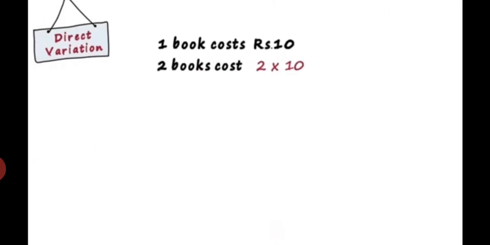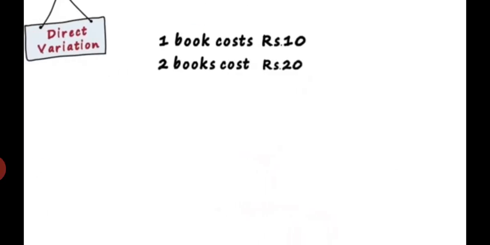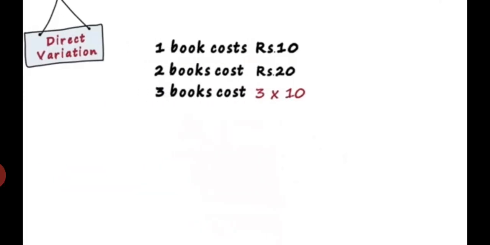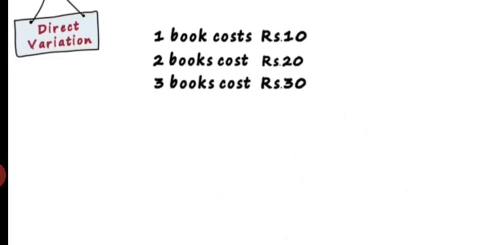For example, let a book cost rupees 10. Then what will be the cost of two books? Yes, 2 into 10, that means rupees 20. Here we have multiplied the cost of one book by the quantity of books, that means 10 into 2. Next, what is the cost of 3 books? Yes, 3 into 10, that means rupees 30.